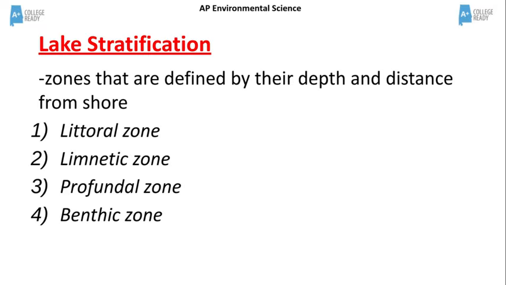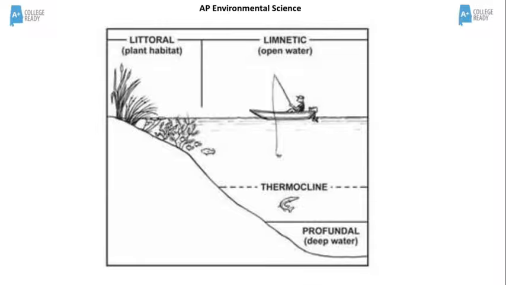Since lakes and ponds are basically standing water, not flowing water, zones are defined by their depth and distance from shore. These zones are the littoral zone, the limnetic zone, the profundal zone, and the benthic zone. Each zone has unique characteristics. This diagram shows the littoral, limnetic, and profundal zones.